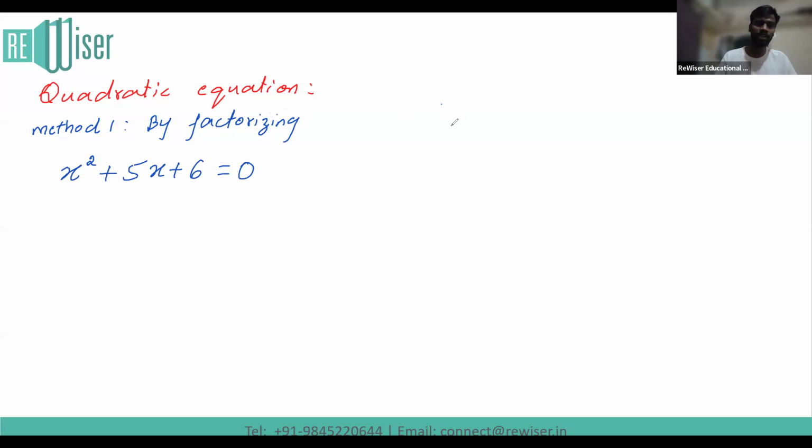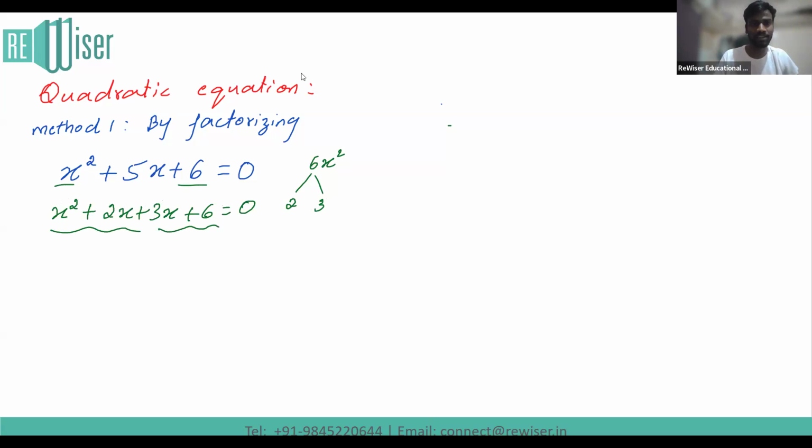The first thing is I have to multiply the first and the last term, which is 6x squared. We can just focus on the numbers. I have to find the factors in such a way that they add up to give me the middle term. That is basically 2 and 3 here. So x squared plus 5x can be written as x squared plus 2x plus 3x plus 6 equals 0. Here we can group them and factorize.